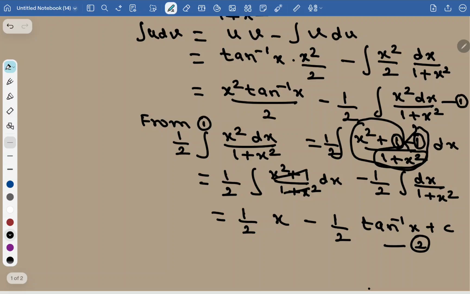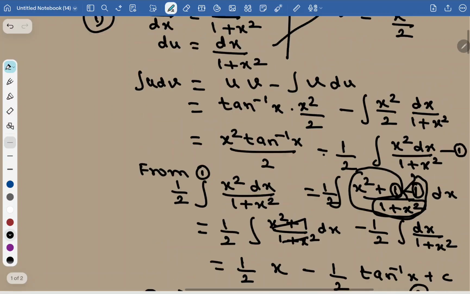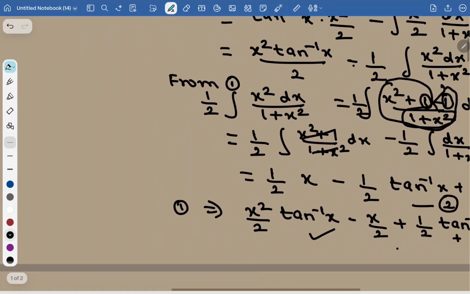plus c. Substitute 2 in 1. 1 implies x square by 2 tan inverse of x. Already minus 1 by 2, I have taken already 1 by 2. Minus of, if you multiply by minus, answer is minus x by 2, minus into minus plus 1 by 2 tan inverse of x plus c. This is the answer for the problem number 8. I will continue the next problem in this video.